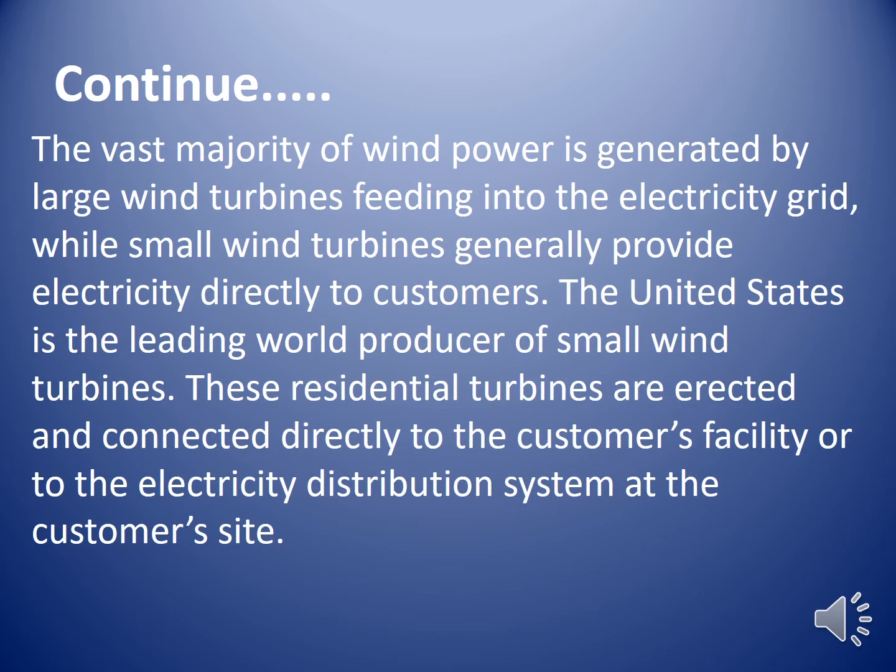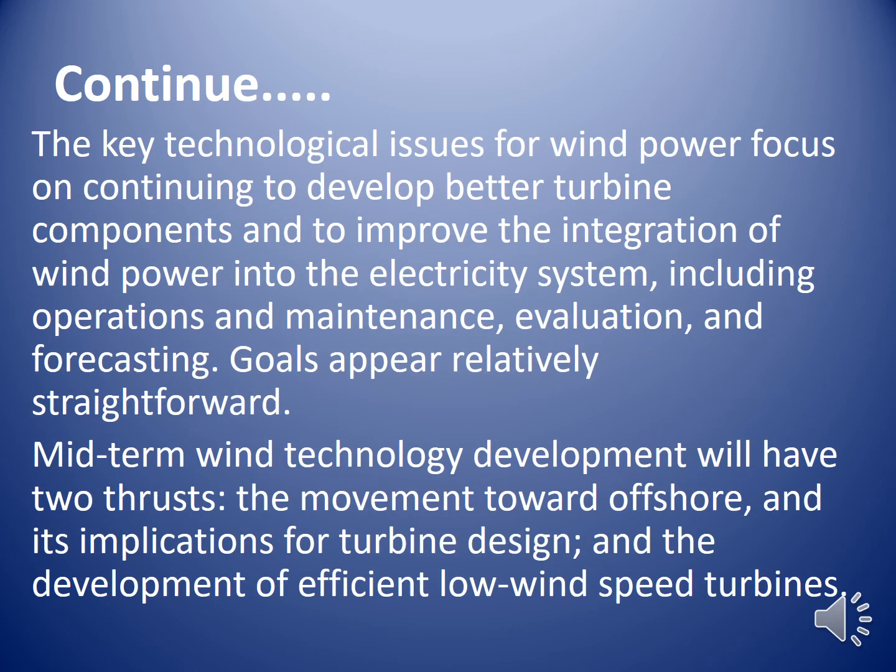The vast majority of wind power is generated by large wind turbines feeding into the electricity grid, while small turbines generally provide electricity directly to customers. The United States is the leading world producer of small wind turbines. These residential turbines are erected and connected directly to the customer facility, or to the electricity distribution system at the customer side. The key technology issues for wind power focus on continuing to develop better turbine components and to improve the integration of wind power into the electricity system.